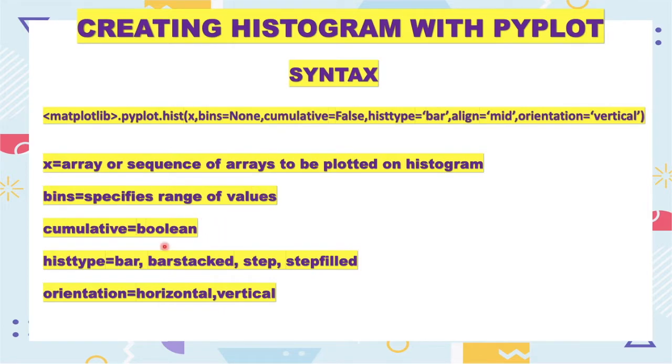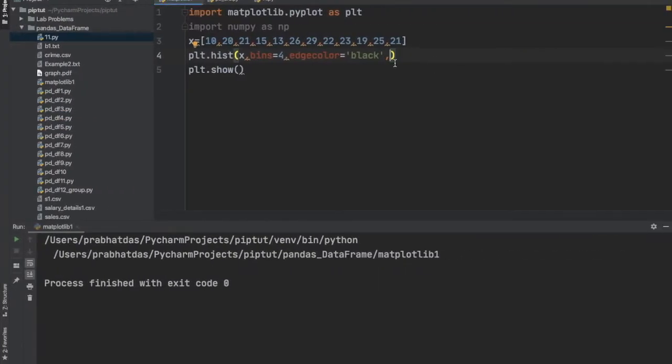The next parameter that we have is cumulative. By default cumulative is set to false. It accepts two kinds of values, either false or true. So let us change the value of cumulative to true and see what the output is. Let us execute this code.